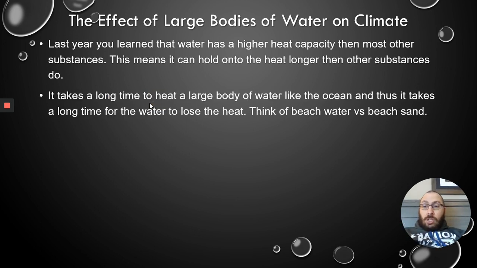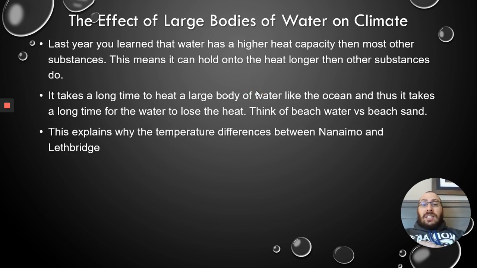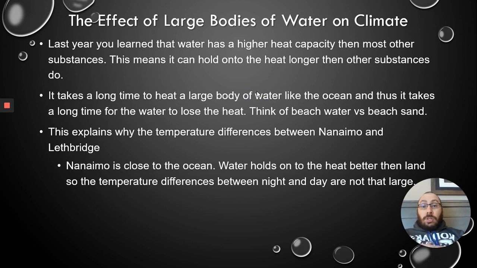Okay, so it takes a long time for a large body of water like the ocean to heat up. Obviously, the larger the body of water, the longer it takes. Thus, it takes a longer time also for that large body to cool down. So again, think of the beach versus the water. This explains why there are temperature differences between Nanaimo and Lethbridge. And you guys all know now, right? Let me explain it. Nanaimo is close to the ocean.